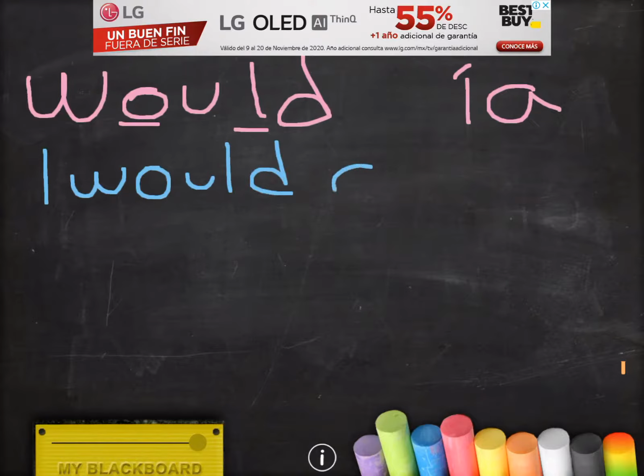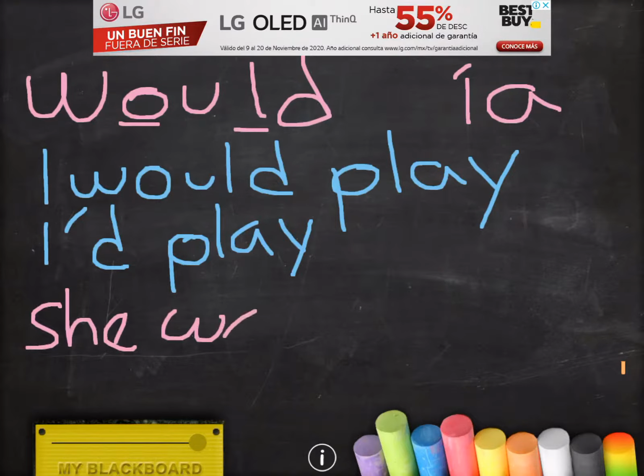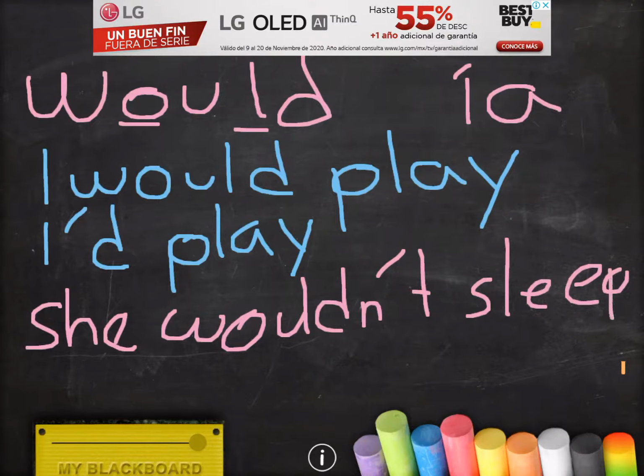I would play. Yo jugaría. ¿Cómo se contrae? I'd play. ¿Cómo lo niegas? She wouldn't sleep. Ella no dormiría. Chequen por favor que cuando tienes tercera persona al verbo no le pasa nada. No le agregas nada. Queda tal cual. Y se contrae con would. Es el equivalente al pospretérito. Es jugaría, es un imaginario. Comería, dormiría. Yo asumo que ya lo saben porque esto es de niveles muy básicos.